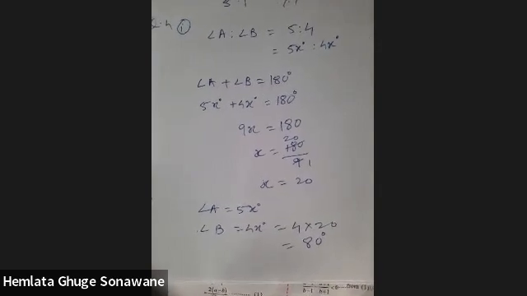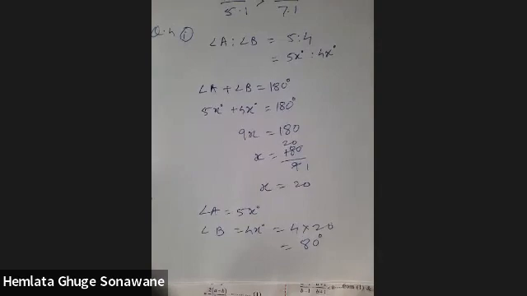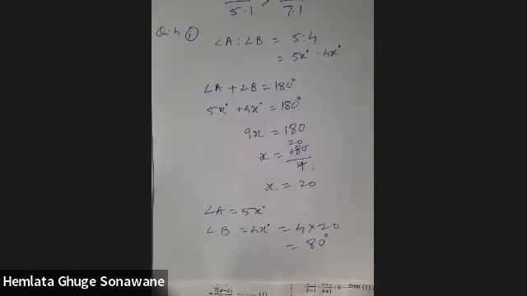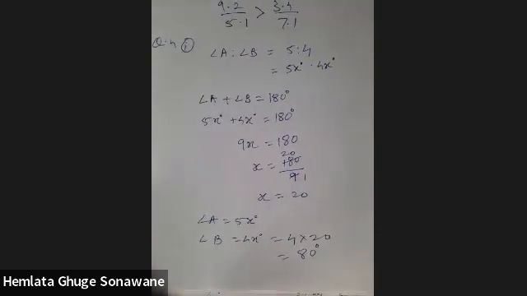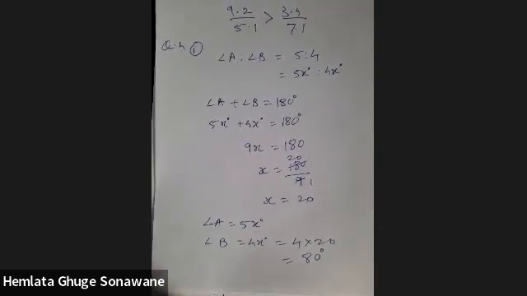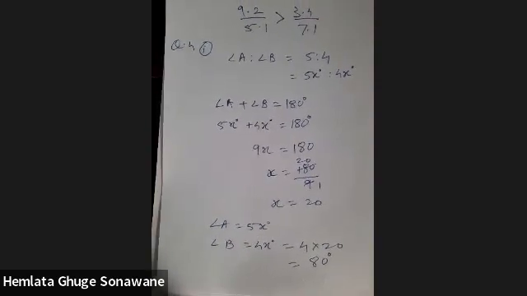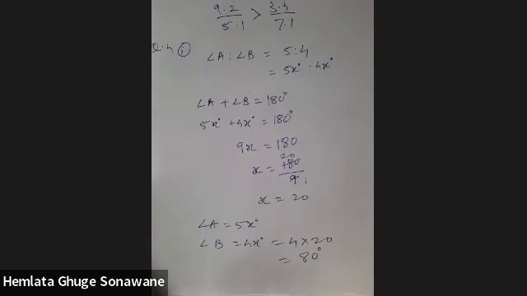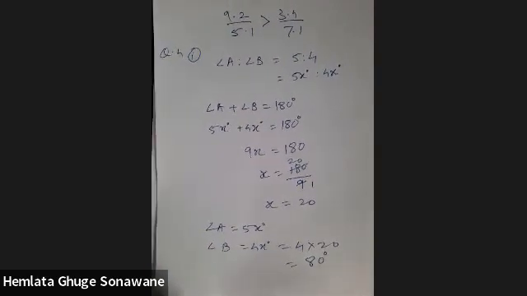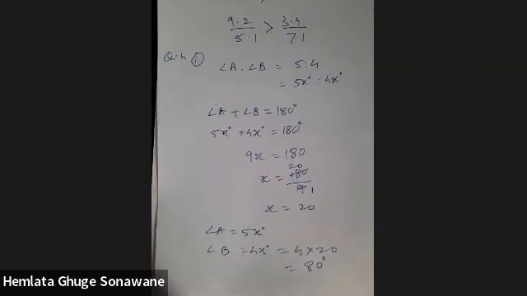Ratio of angles is given. ABCD is a parallelogram. A and B are the interior angles. Their measure will be 180 degree. We have considered the common multiple as x. We have added the ratio and we have got the value of x. We have put the value of x and we have got the measure of angle B.